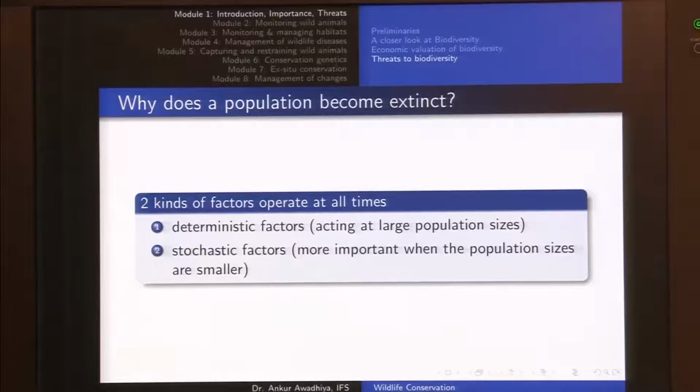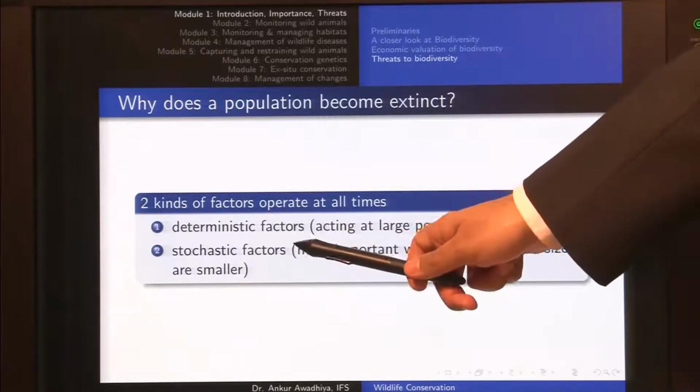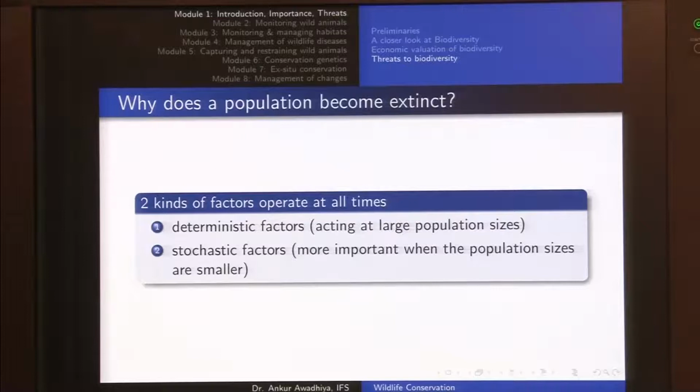Now for any population of a species to become extinct, there are two kinds of factors that are operating at all times, and these are two factors that lead a population to become extinct. The first factor is the deterministic factors, which act at larger population sizes, and the second are chance factors or stochastic factors, which are more important when the population sizes are smaller. So let us look at these two factors.